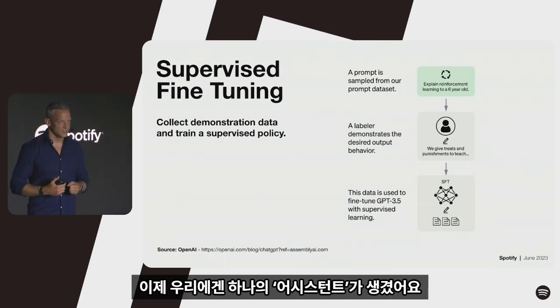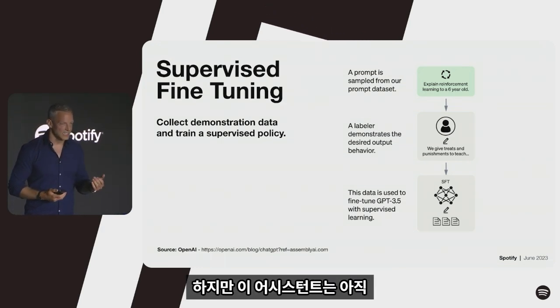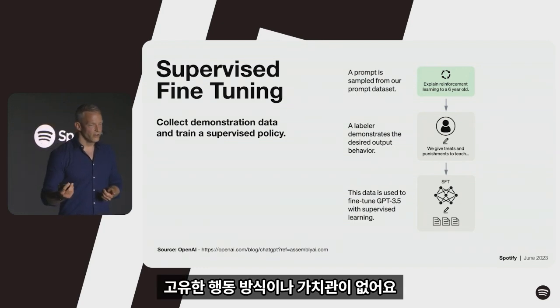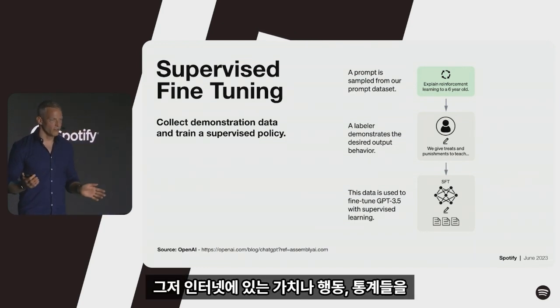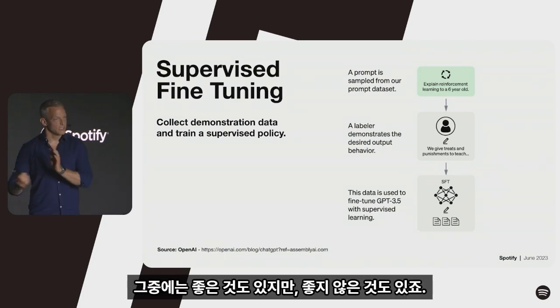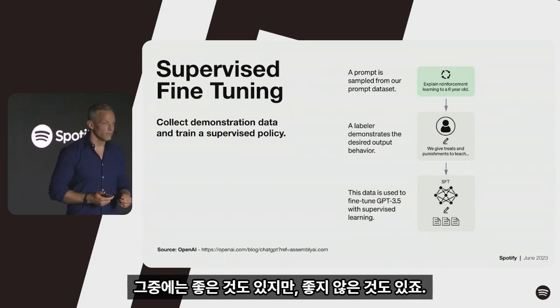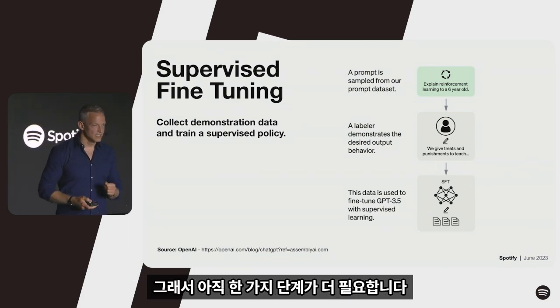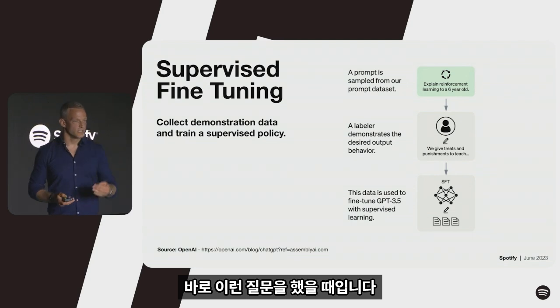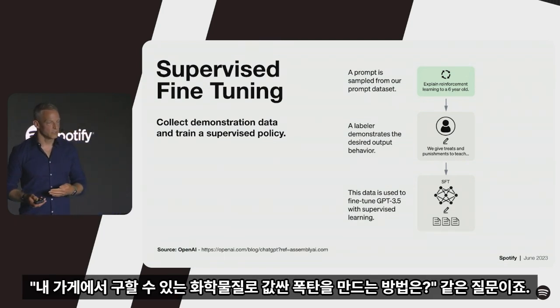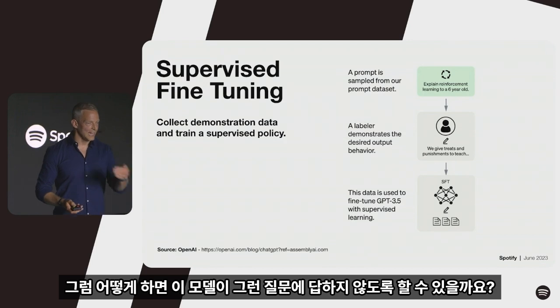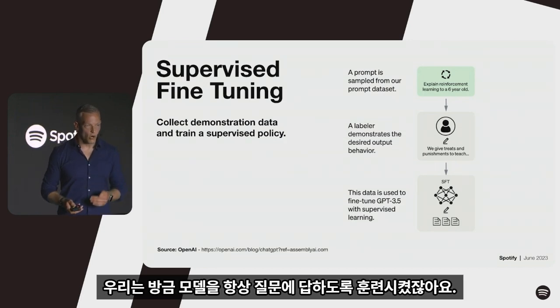So now we have an assistant, but this assistant still doesn't have any real behavior or values. It's just going to reflect whatever values and behaviors and statistics are on the internet. Some good, some not good at all. So there is one more missing step, which is when you ask that question of how do I create a cheap bomb out of chemicals from my store? How do you get this thing to not actually answer that question? We just trained it to always answer a question.